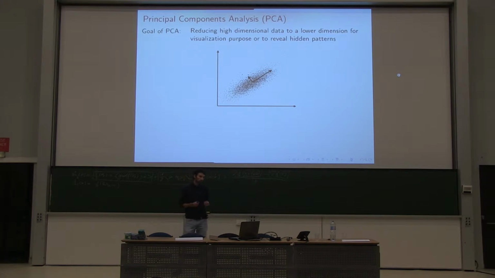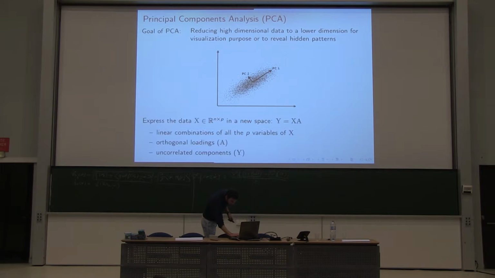So first, why do we care about principal component analysis? Principal component analysis, or PCA, is a dimensionality reduction method. And so the goal is to find a new space, a lower dimensional space, by keeping as much variance in the data as possible, for visualization purpose or to find some hidden patterns in the data. So it expresses the data in a new space, where X are the data, A are called the loadings.